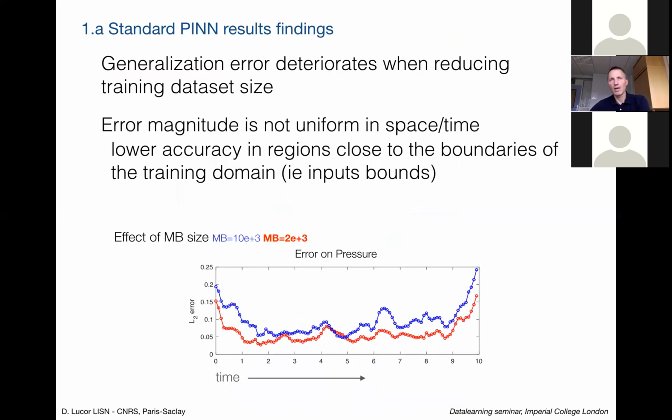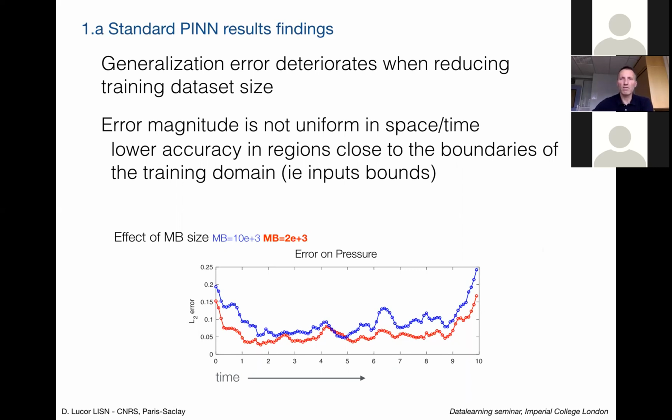It turns out that if you look a little bit more closely in the domain, do you get uniform error? What about time? Because you train your model within a certain time window. So is the error uniform in time? Is it uniform in space? It turns out actually that the generalization error that you get is not uniform in space or in time. You get lower accuracy in regions close to the boundaries of the training domain.